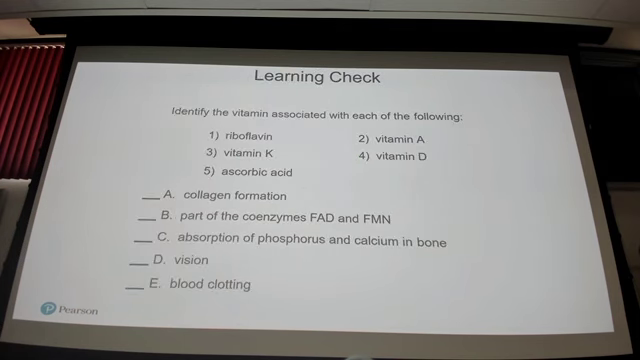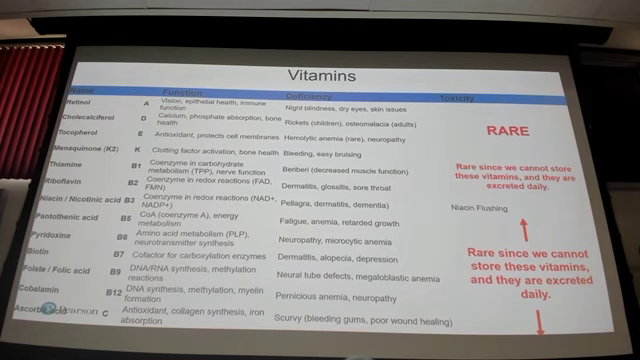So, what vitamin is responsible for collagen formation? Ascorbic acid. What is part of coenzymes FAD and FMN? Riboflavin. Absorption of phosphorus and calcium in bone? D, right? Involved in vision, A, and involved in blood clotting, K. All right. Any questions? All right, and I created this table for you guys.